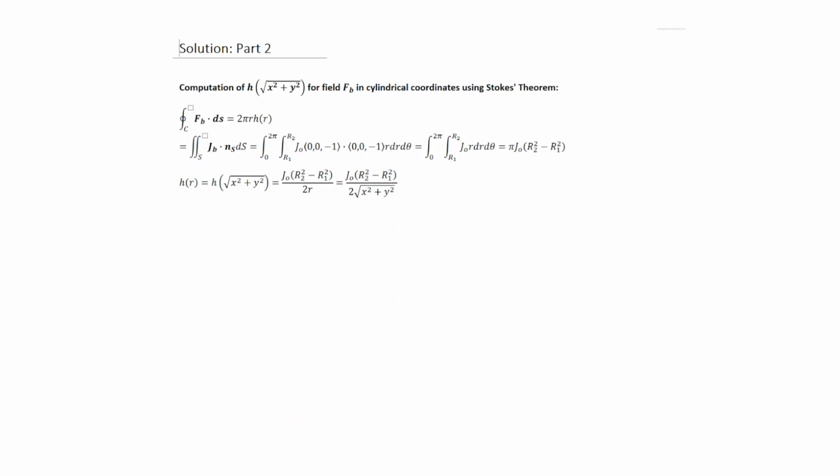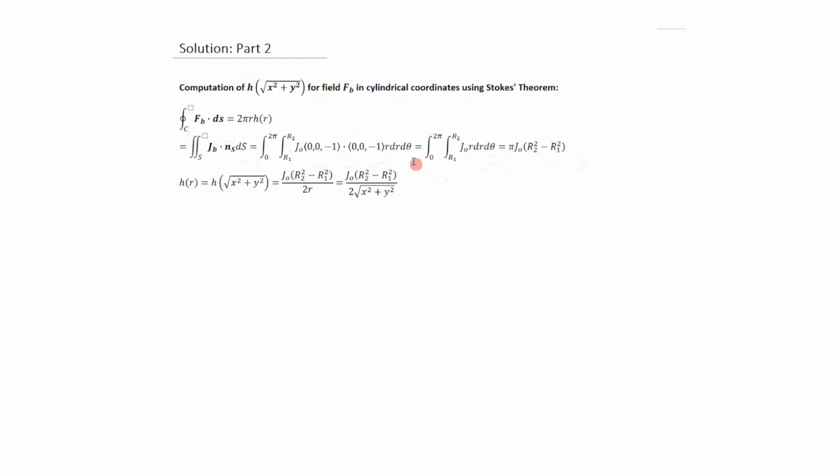All right, so now we do the computation of the field in cylindrical coordinates for the shell. So this is a scalar function. We end up here with 2 pi r h of r. On the right-hand side, basically, we have the current flux. But in this case, the only contribution to the current flux is from R1 to R2. And the current is in the negative z direction. That's why you see -1 here. And we've chosen the area vector to be in the same direction as well. Okay, so this is -1 to be consistent with the right-hand rule. And so when you integrate, you end up with pi j naught (r2 squared minus r1 squared).